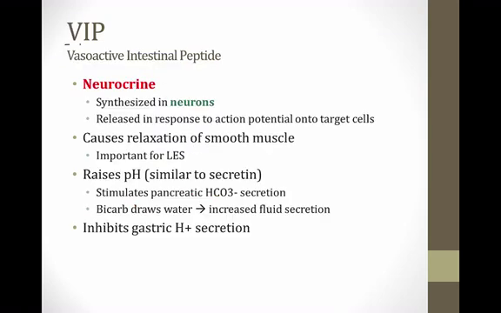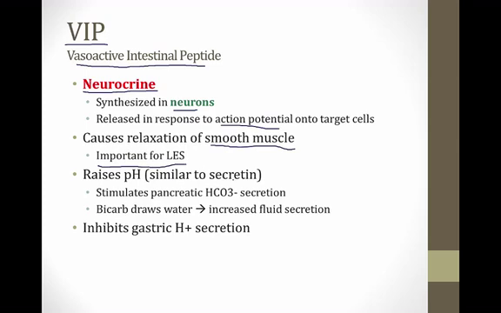Our next hormone is VIP, which sounds like GIP, but it's totally different. VIP stands for vasoactive intestinal peptide, and VIP is a special type of compound called a neurocrine, which is synthesized by neurons and released in response to action potentials onto its target cells. VIP has a couple of different effects you should know about. The first one is that it can cause relaxation of smooth muscle. This is important for relaxation of the lower esophageal sphincter.